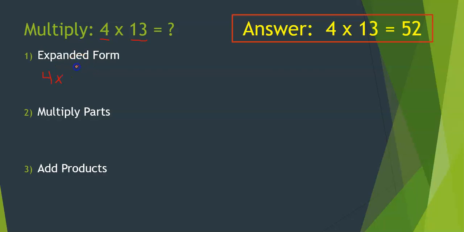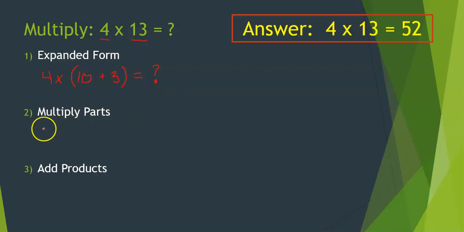To do that, I write 4 times, and then I'm going to put my expanded form in parentheses to group it together. That expanded form becomes 10 plus 3. See how 10 plus 3 equals 13? So that's the easiest expanded form. You could have also said 4 times 5 plus 5 plus 3. Anything would work, as long as what's in parentheses equals 13, but 10 plus 3 is the easiest way to do it.